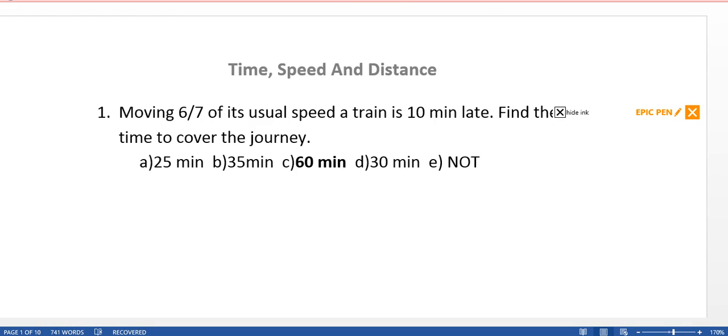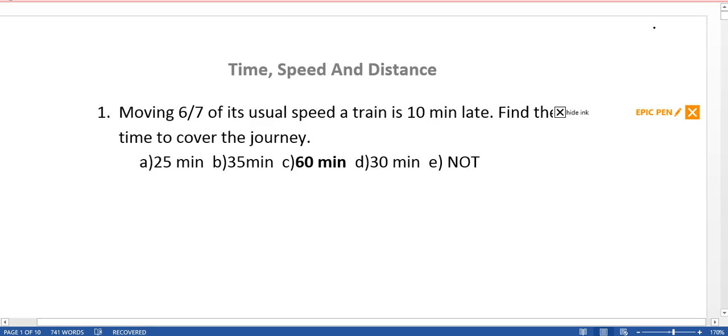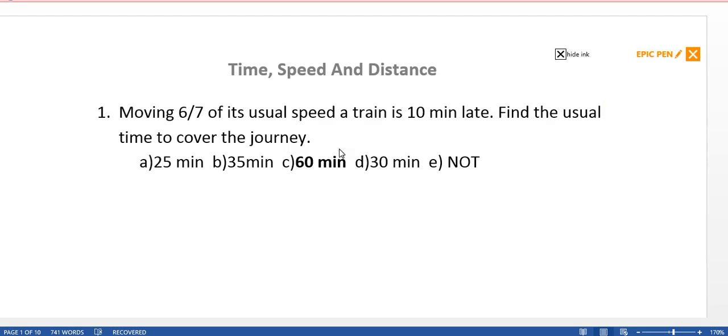So let's just look at the very first problem. Moving at 6/7 of its usual speed, a train is late by 10 minutes. Find the usual time to cover the journey.